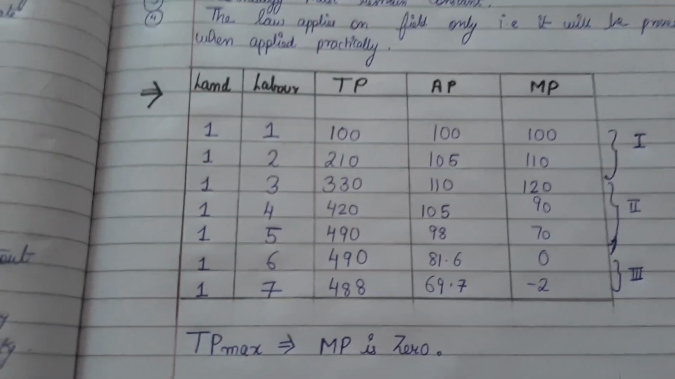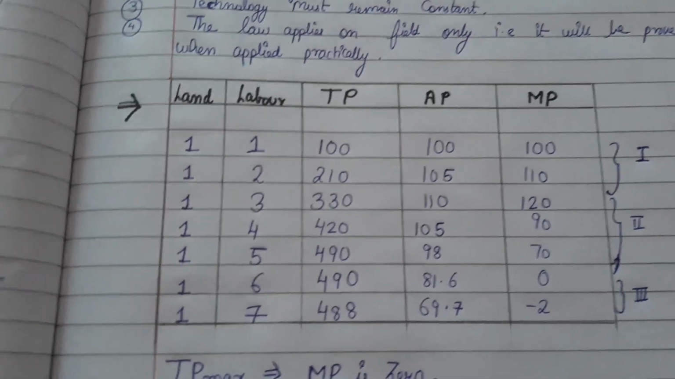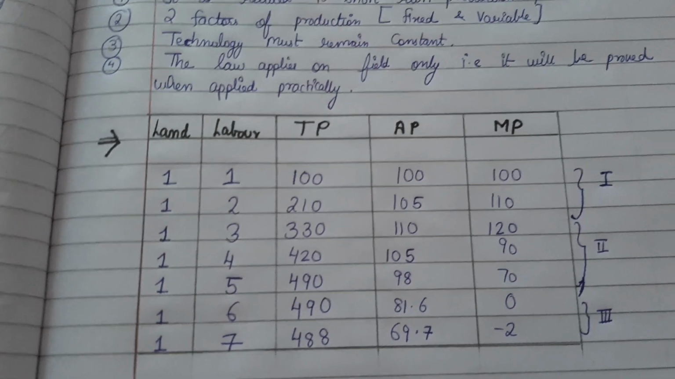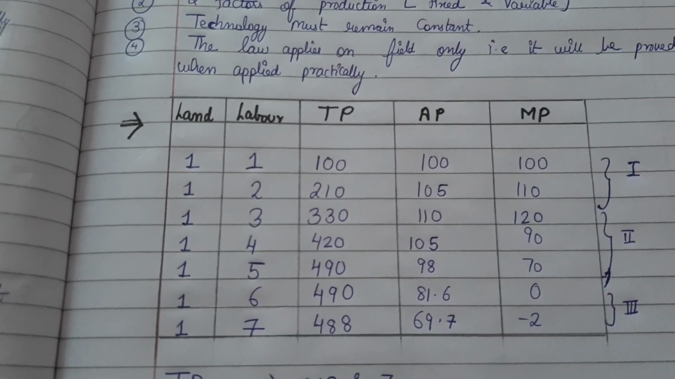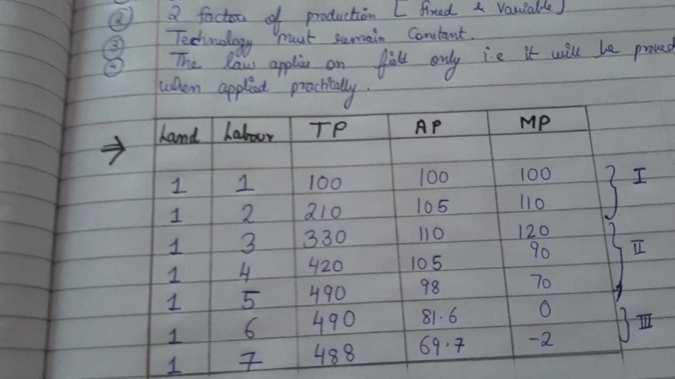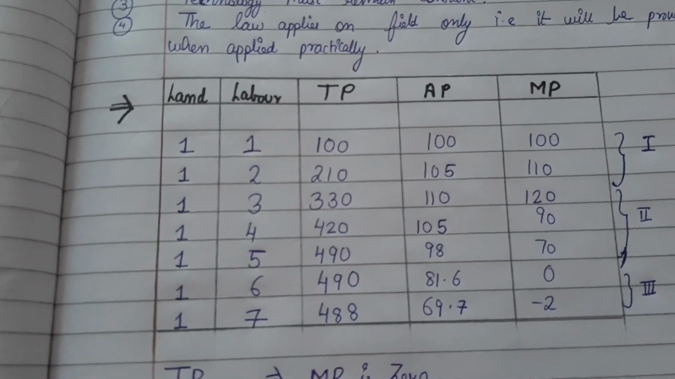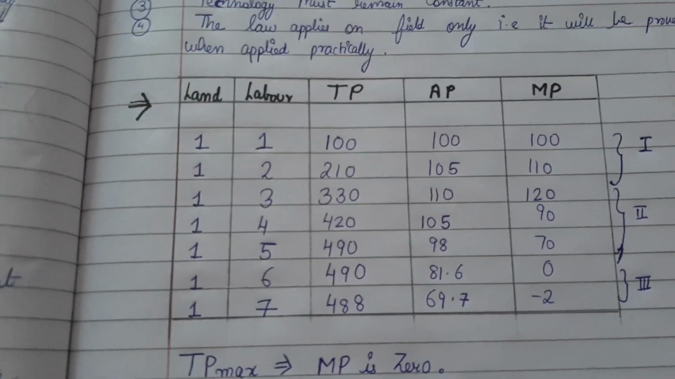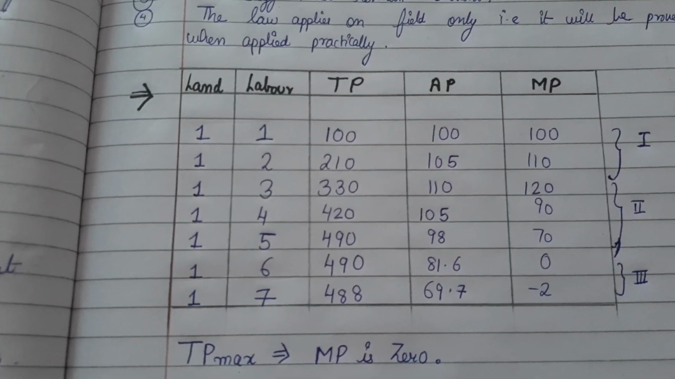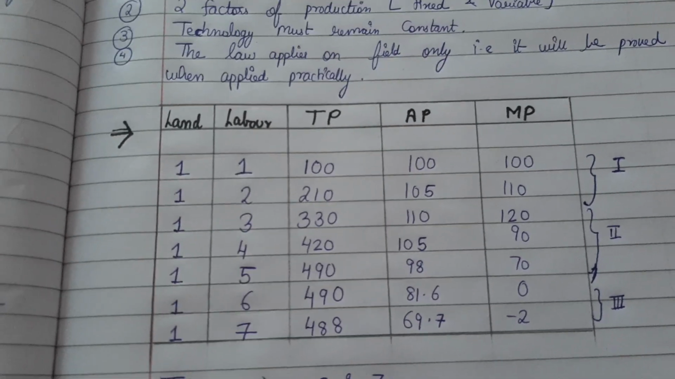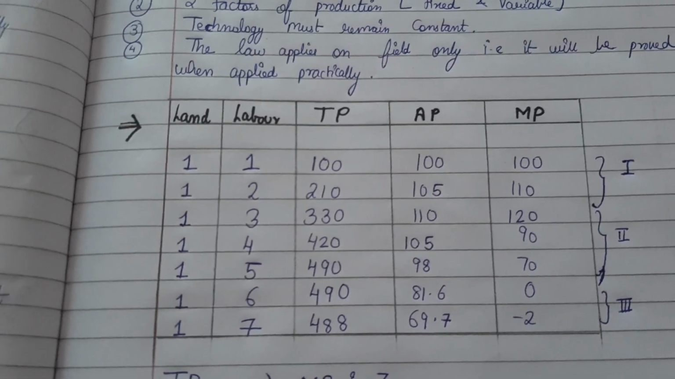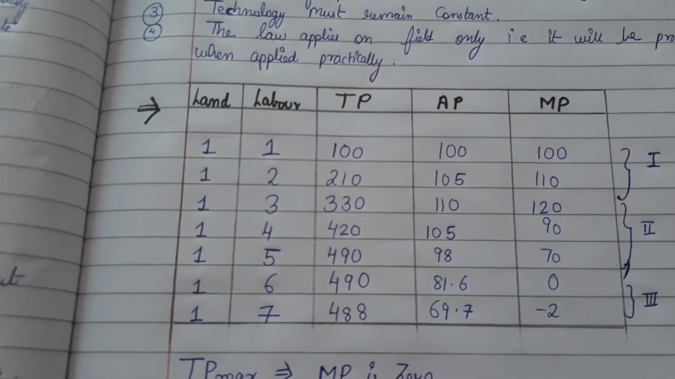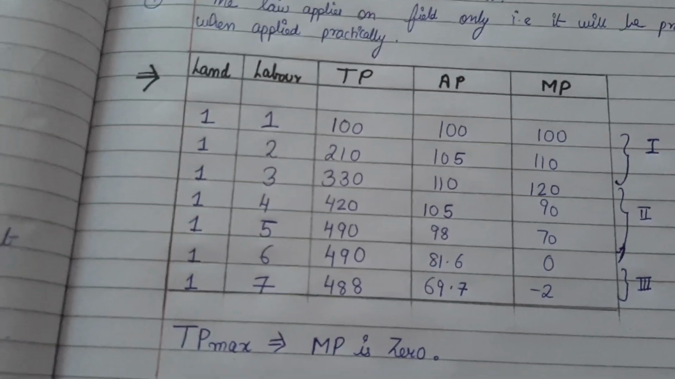Now, suppose I had employed one laborer on that land for the production. The total product obtained by that laborer's work is 100, and so we can obtain the average product and the marginal product respectively. As I've increased the number of laborers from 1 to 2, I've seen that the total product has increased from 100 to 210. You can see in the values that the total product has been increasing. When I have employed 3 laborers, it is 334. For 4, it becomes 420. So the total product actually keeps increasing.